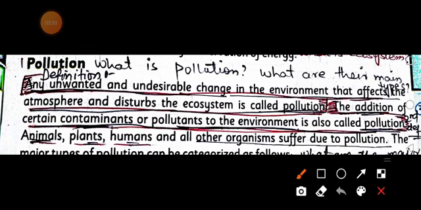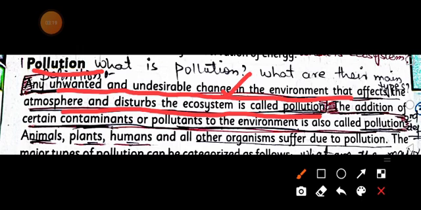So how we can define pollution? Students, you have to underline all the important words and definitions. So take your pencils in your hand. So what is pollution? So the first definition for pollution is any unwanted and undesirable change in the environment that affects the atmosphere and disturbs the ecosystem is known as pollution.